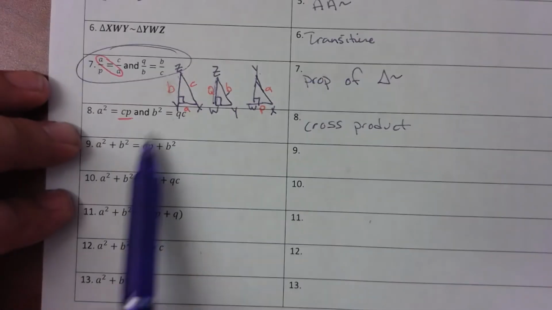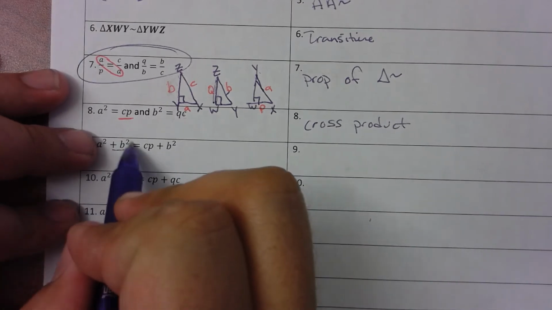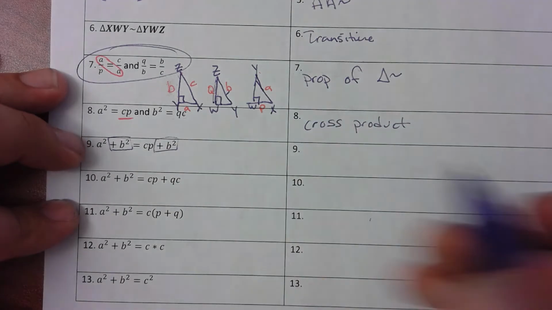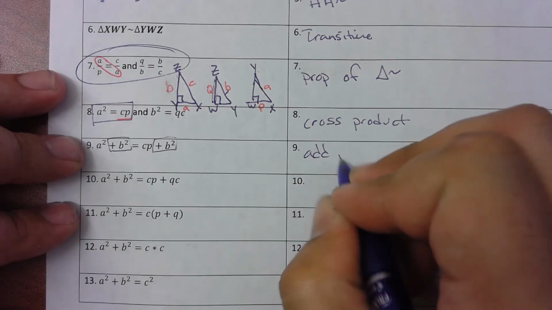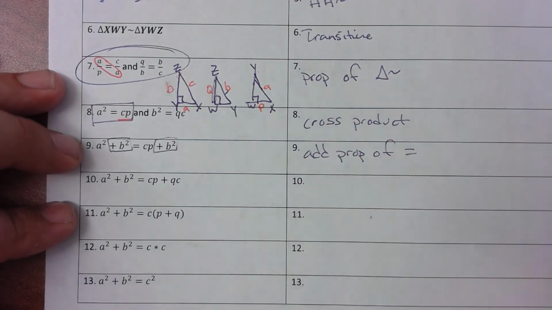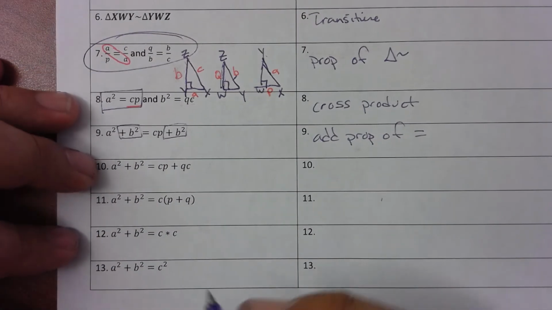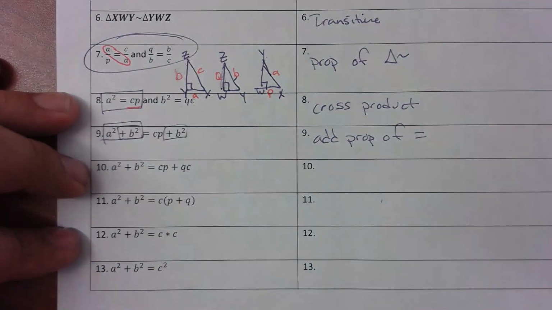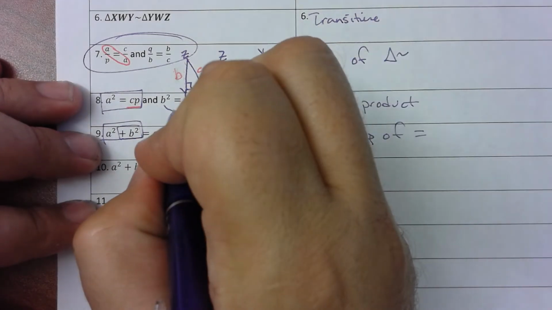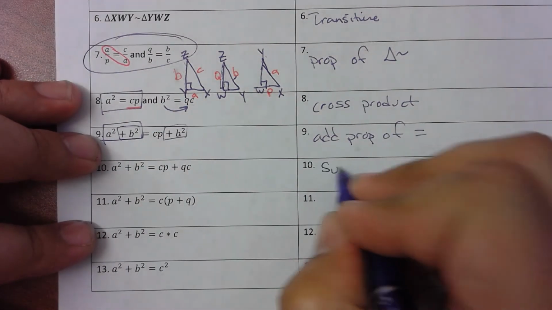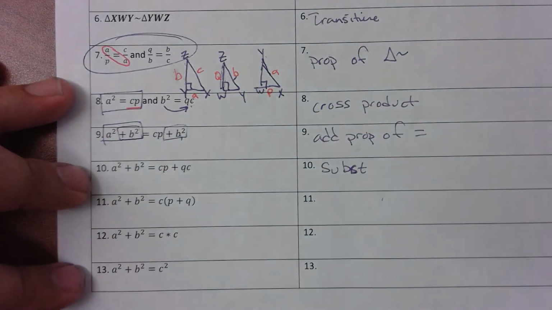To get these two separate equations into one, we're going to add them together. I'm going to add b squared to both sides. I added b squared to both sides of this equation, which is the addition property of equality. You can add the same thing to any side as long as you do the exact same thing. Then this is exactly what I want, so I'm not going to touch it. I have to change the b squared. What do you know b squared is? QC. So substitution. I'm going to substitute QC in for b squared.